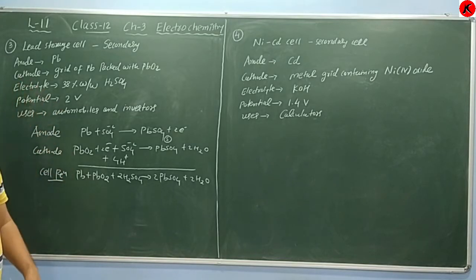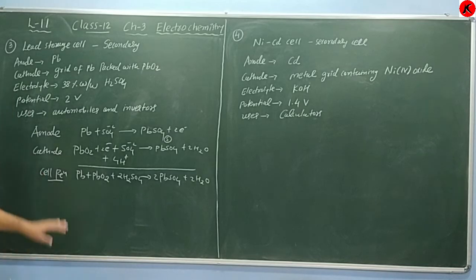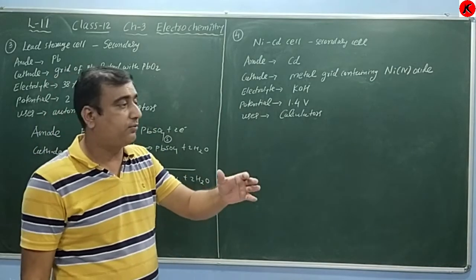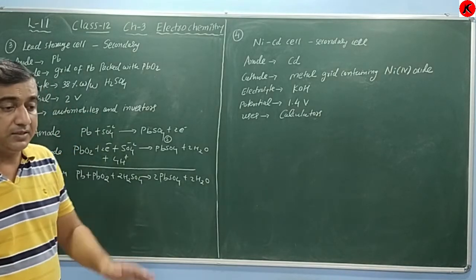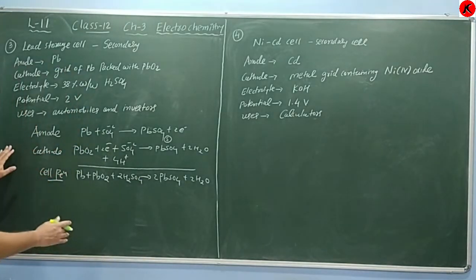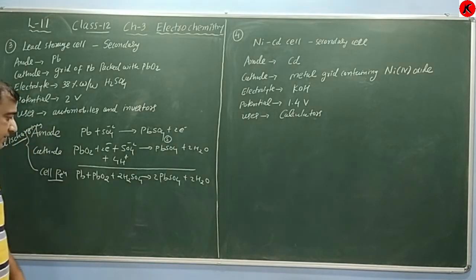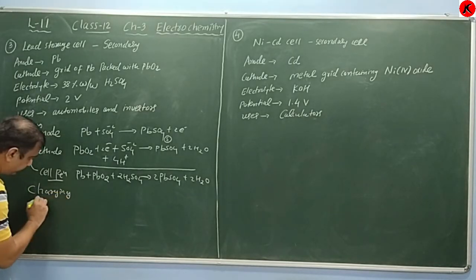This is a secondary cell, that means this reaction can be reversed at the anode and cathode. When this cell is connected with an external voltage higher than 2 volt, then this can be reversed. That means this is the discharging reaction. So when the cell is charged, what are the reactions in charging?